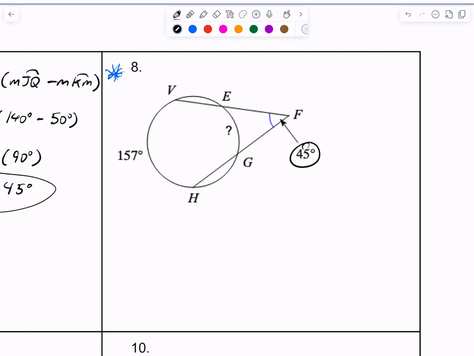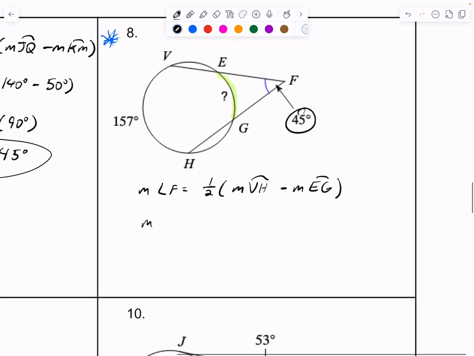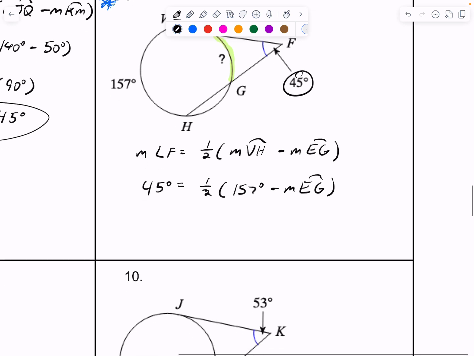All right, and we're trying to find this smaller arc. So I'm going to set up that equation. The measure of angle F is equal to 1/2 times the measure of arc VH minus the measure of arc EG. But similar to a previous question that we did, I am going to be solving for a different unknown this time. So I do know this is 45 degrees. I do know that arc VH is 157 degrees. And I'm solving for arc EG.